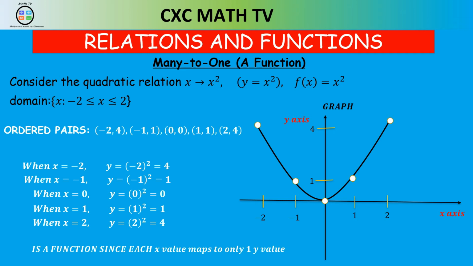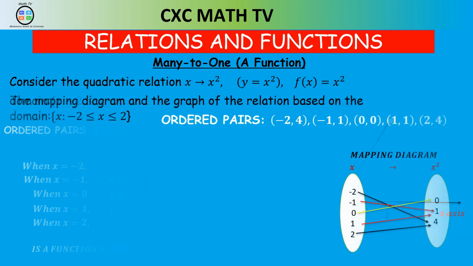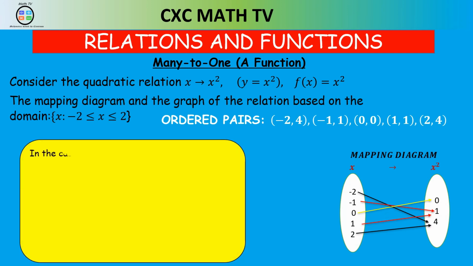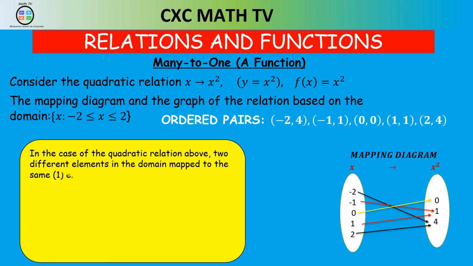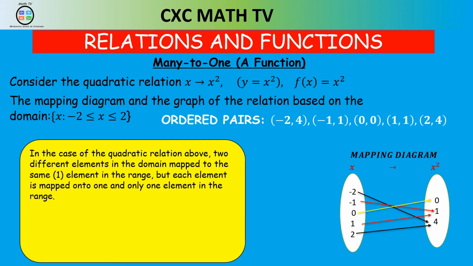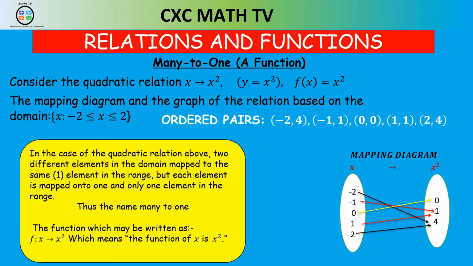Alright, now in this case, the quadratic relation above, the two different elements in the domain map to one element in the range. But since each element is mapped onto only one element in the range, thus the many to one, it is a function. Sometimes you might see people write it as f of x being x squared, or some might say y equal x squared. No problem with that at all.